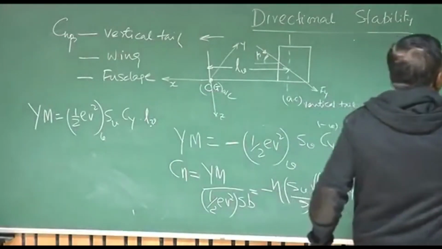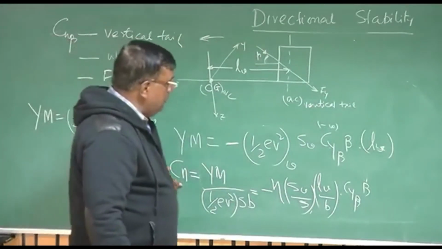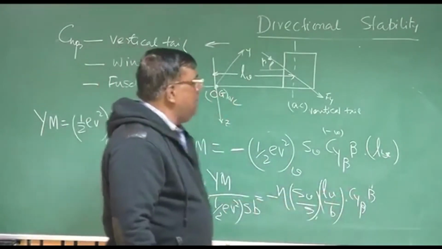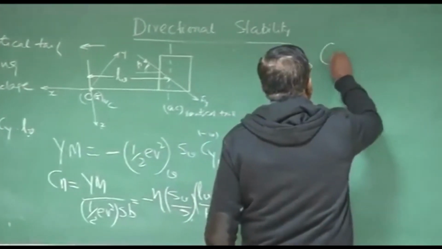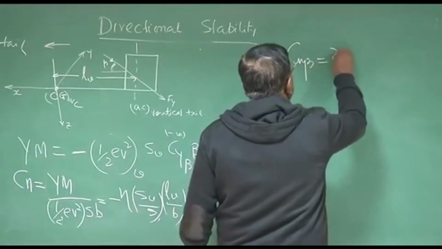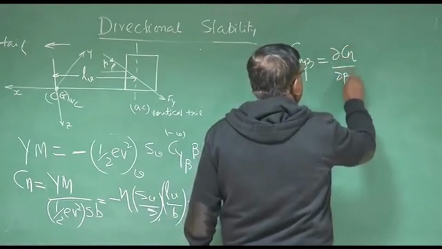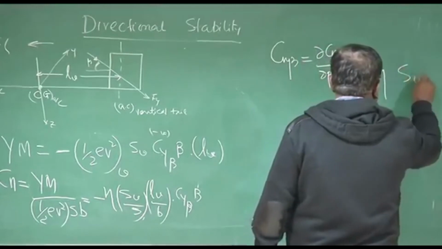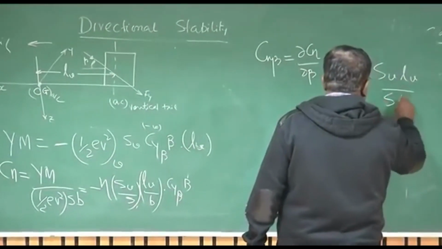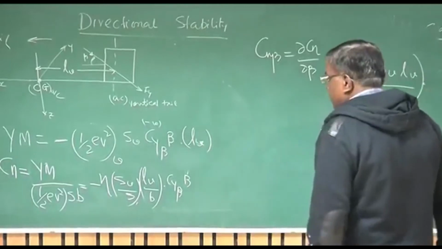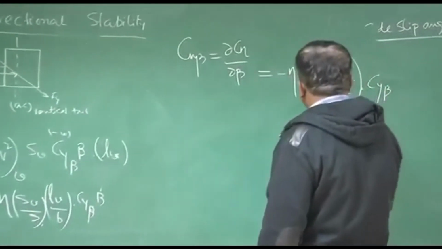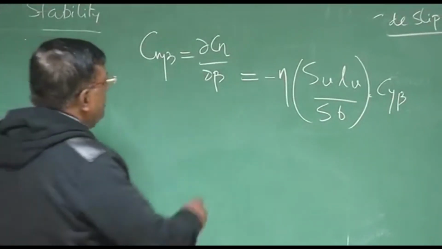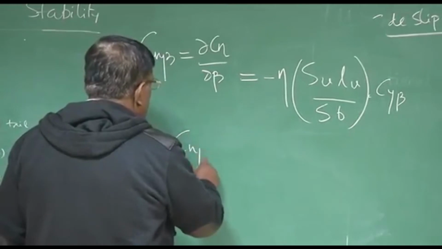And then what is Cn beta? It is very clear. So, using this Cn expression, Cn beta is linear, you have to just divide by beta here or differentiate. So, Cn beta will be equal to dCn by d beta, which will be equal to minus eta SV LV by SB into Cy beta. Am I correct? So, what is the sign of Cn beta?